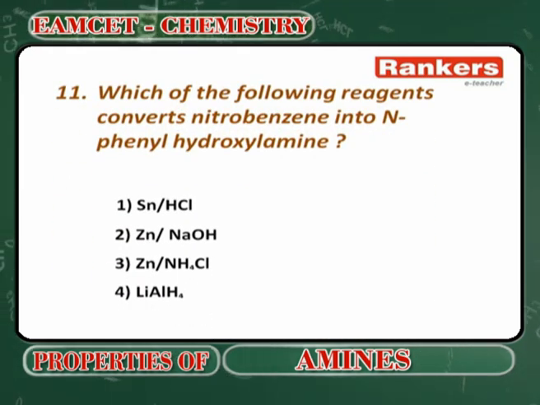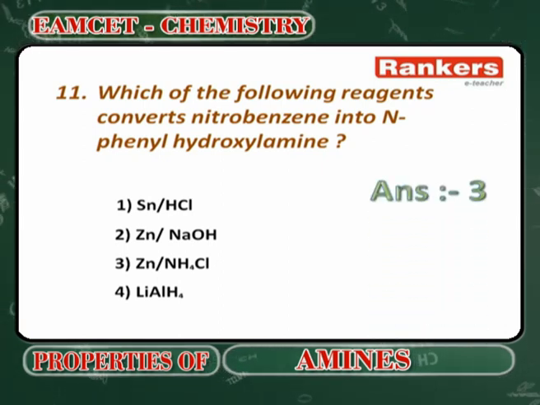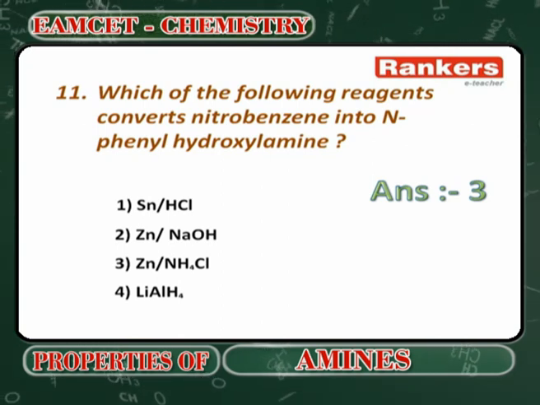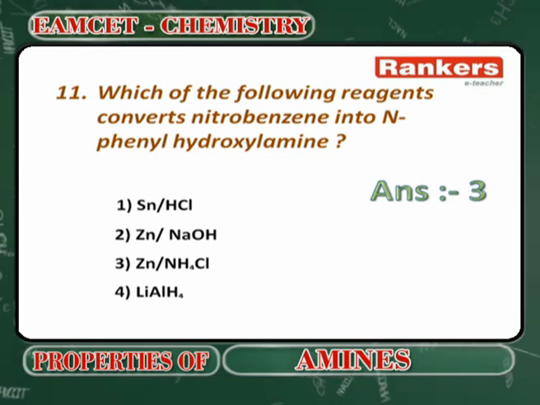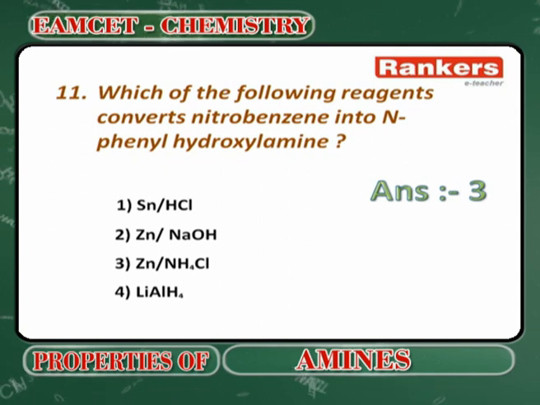Which of the following reagents converts nitrobenzene into N-phenyl hydroxylamine? As I said, acidic medium gives aniline, and neutral medium gives phenyl hydroxylamine. For a neutral medium you can use zinc and ammonium chloride. Ammonium chloride is a weak acid and zinc is a weak base, the net result is a neutral half reduction, so phenyl hydroxylamine is the answer. No need to memorize, you can derive the answer logically: it is a neutral medium half reduction, that is phenyl hydroxylamine.